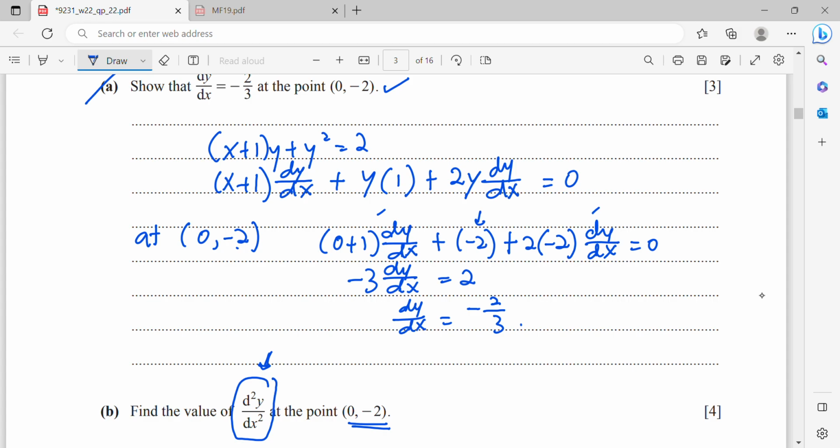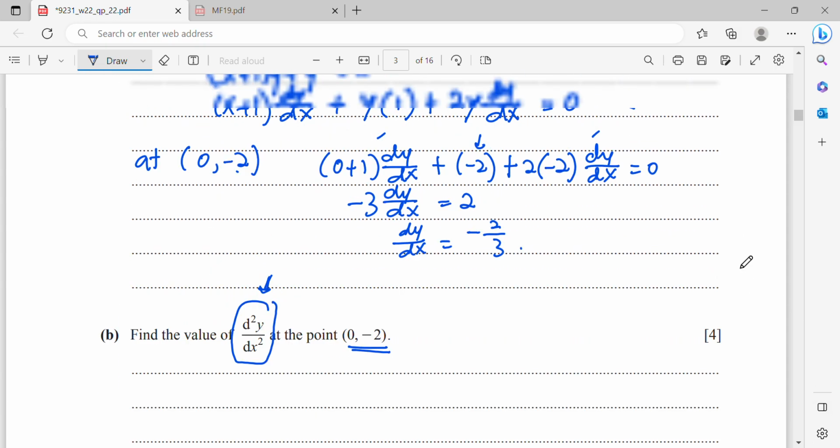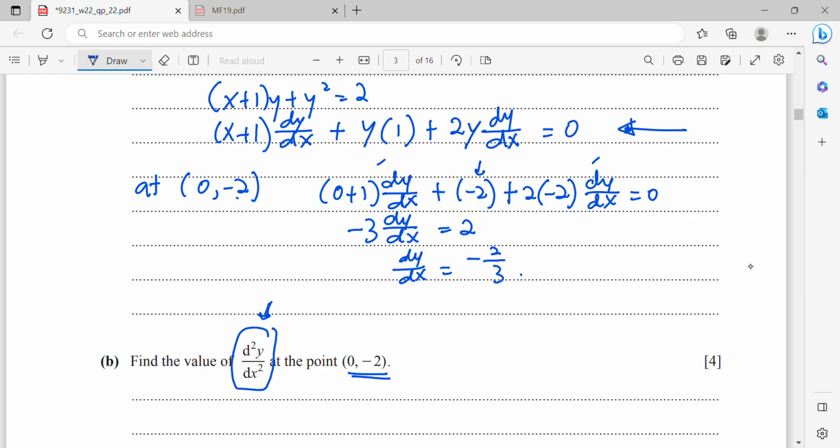Now, I may just refer to this step in part A to get the second derivative without getting dy/dx as the subject. Therefore, I need to rewrite my first derivative expression from the previous part. So, y times 1, I will just express as y plus 2y dy/dx equals 0.